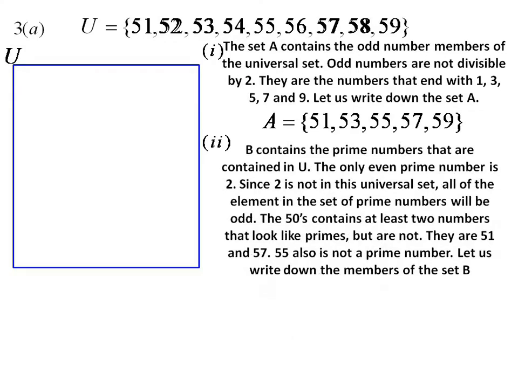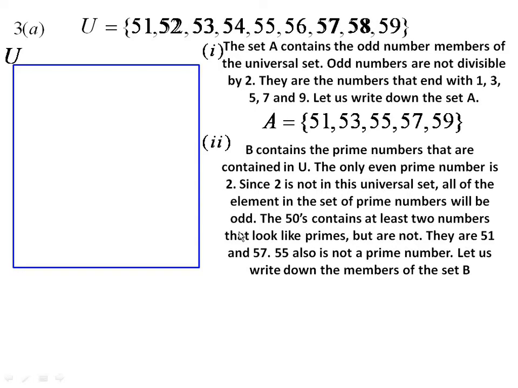So since 2 is not in this universal set, all of the elements in the set of prime numbers will be odd. So if all of those prime numbers will also be odd, then the set of odd numbers must contain the set of prime numbers. Or we may say that the set of prime numbers must be contained in the set of odd numbers. Right, the only even prime number is 2 and it is not there. So all of the prime numbers must also be odd.